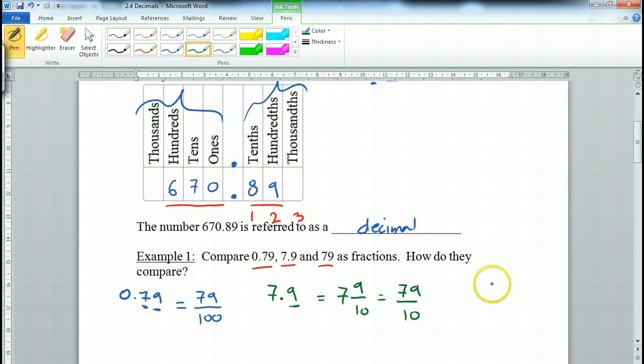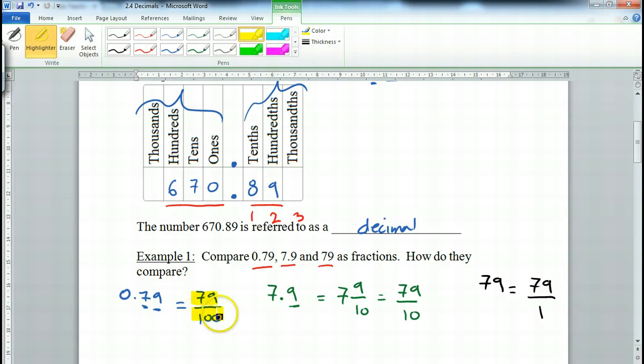And then finally I have 79, and 79 is not really a decimal, okay, but I can still write it as a fraction because 79 is equal to 79 over 1. So let's compare our three fractions. Let me highlight them here.